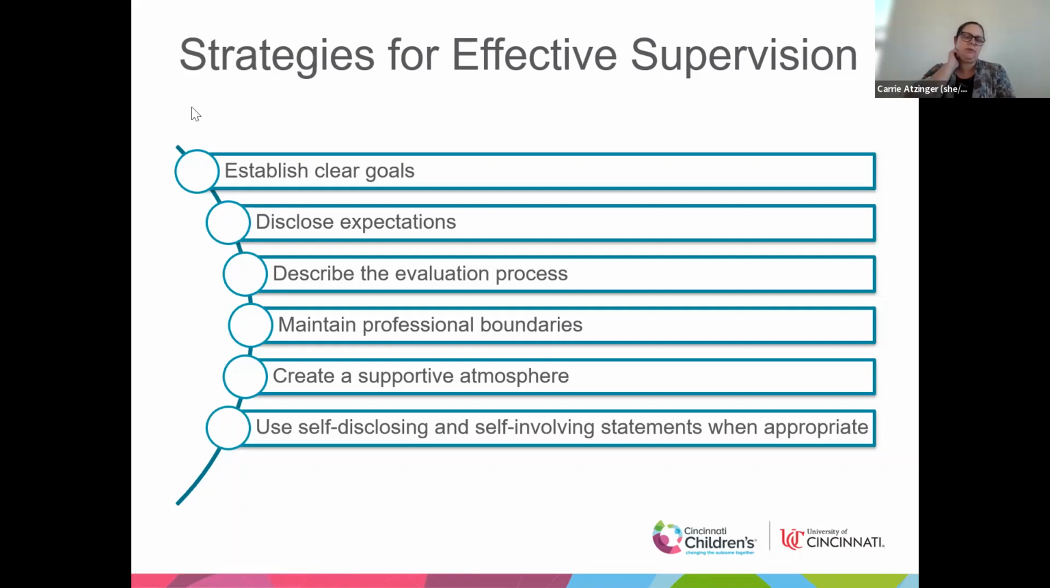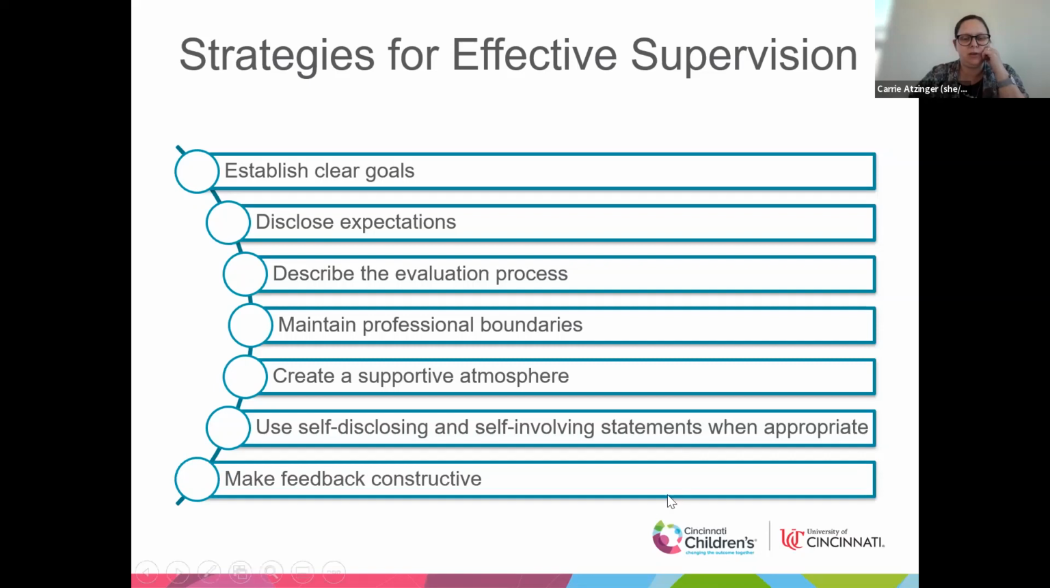A technique that can be really helpful in supervision is using self-disclosing or self-involving statements. So that's things like, hey, when I was first training, this particular skill was hard for me to learn, or this is something that I needed to work extra hard on. How has that been for you? What is hard for you? What is easy for you? So just self-disclosure of things from your own learning process can be really helpful. And making sure feedback is constructive. So that's what we're going to talk about next, is approaches to feedback.